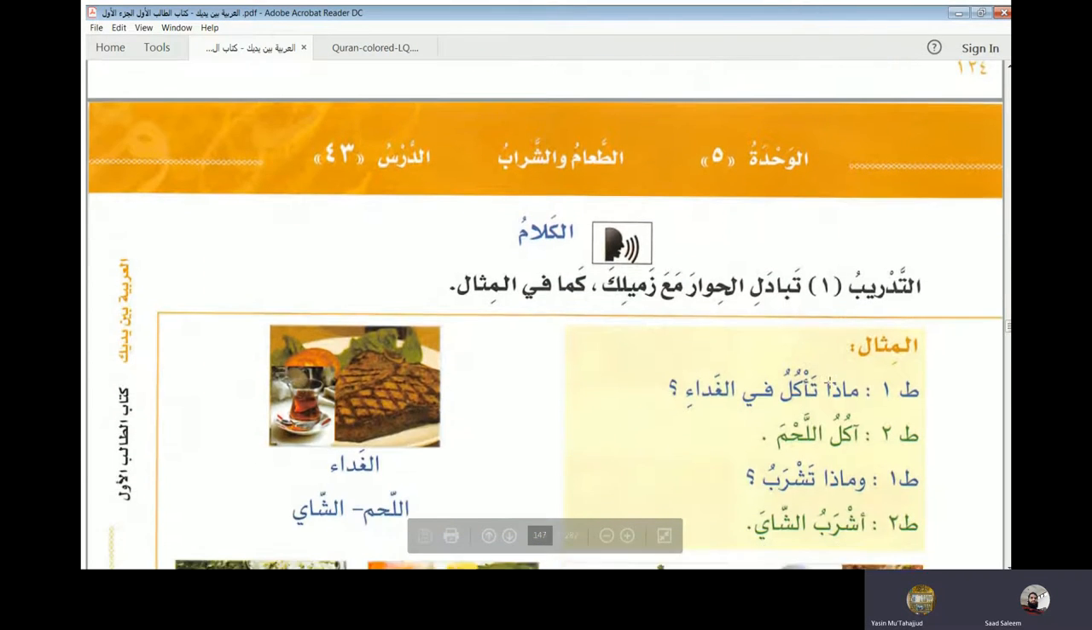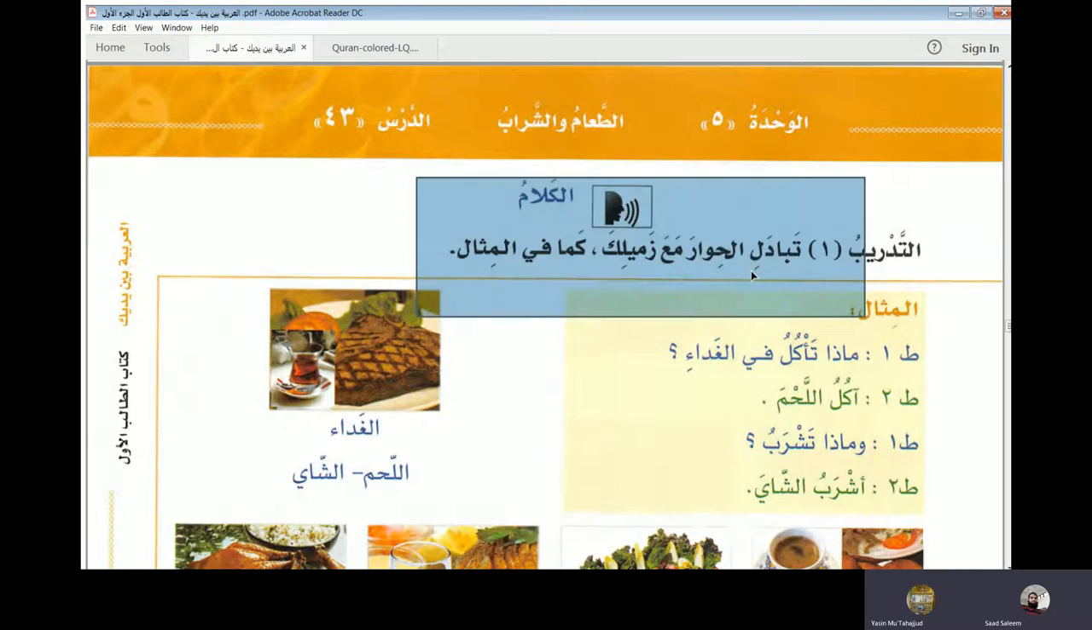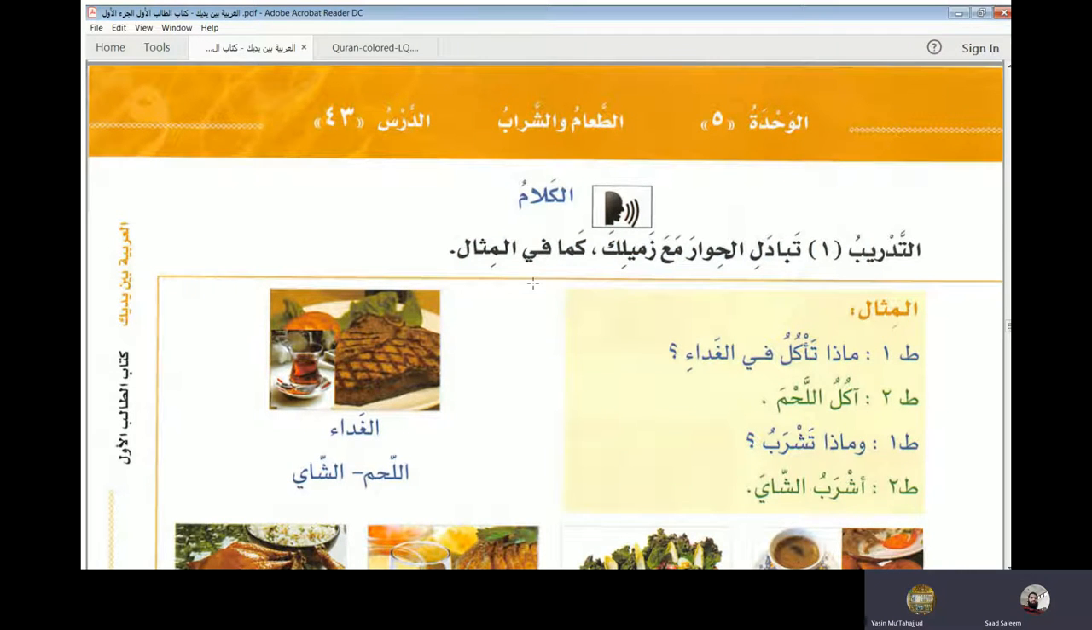So next time we'll start from this page. Page number 147 on PDF. Okay, 147 PDF. Okay, inshallah.